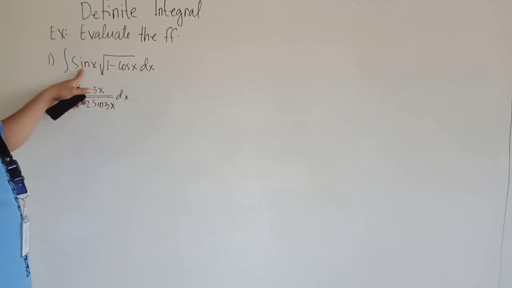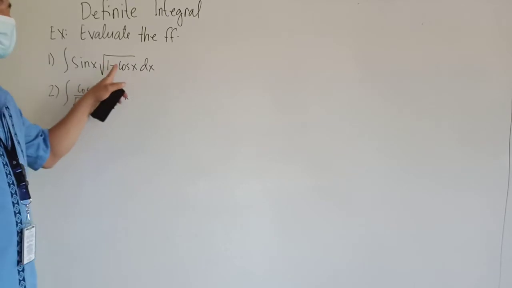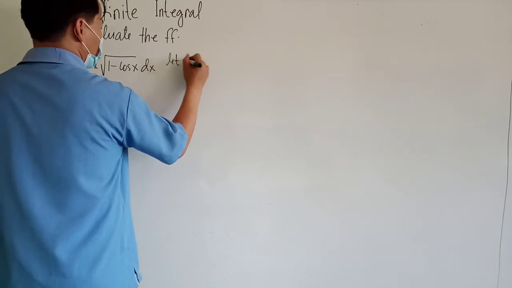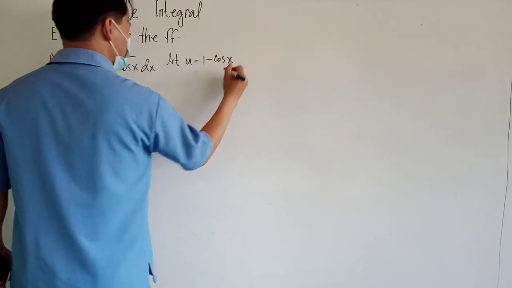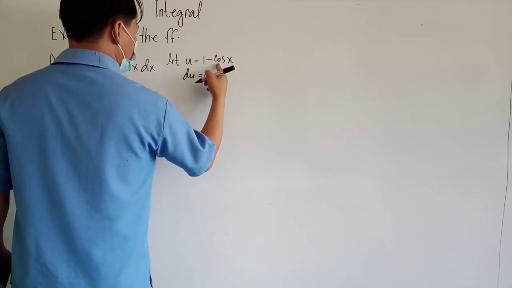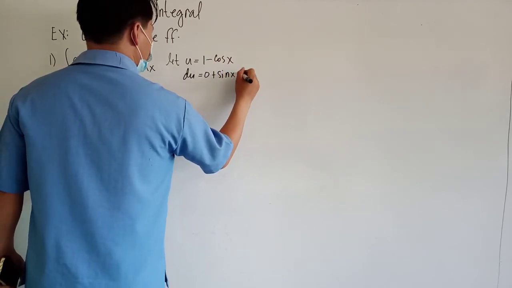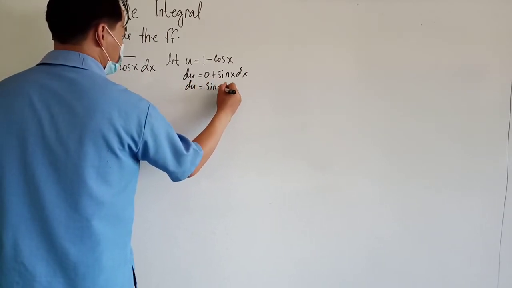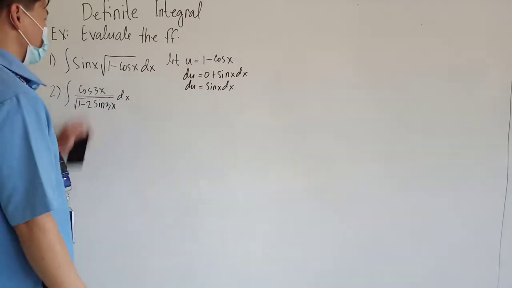But if we let u be sine x, the derivative is cos x, and we cannot cancel out because this one is inside the radical symbol. So therefore we let our value of u be equal to 1 minus cos x. Then du is equal to the derivative of 1, which is 0, and the derivative of negative cos x is positive sine x. So du is equal to sine x dx.